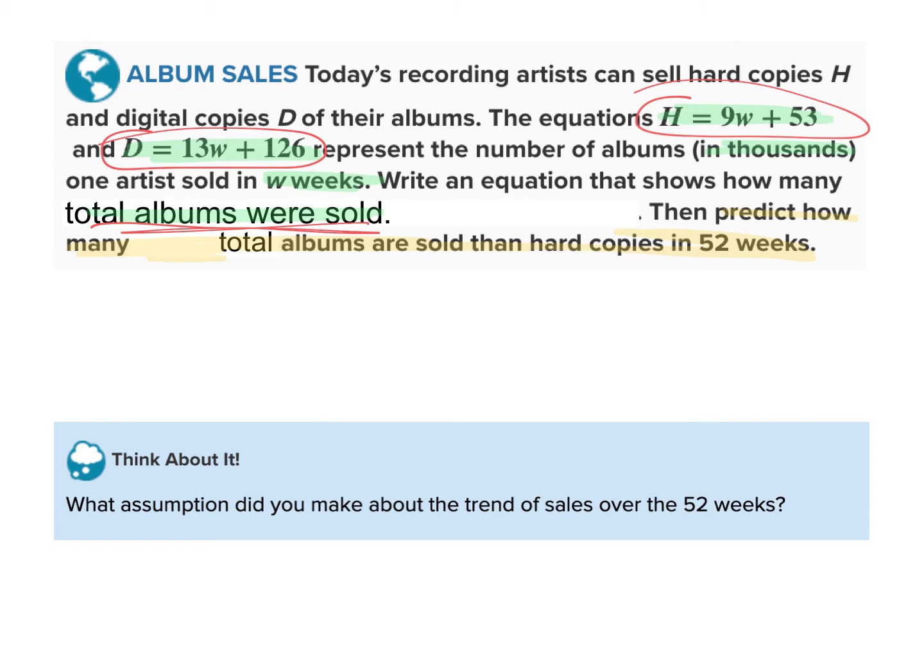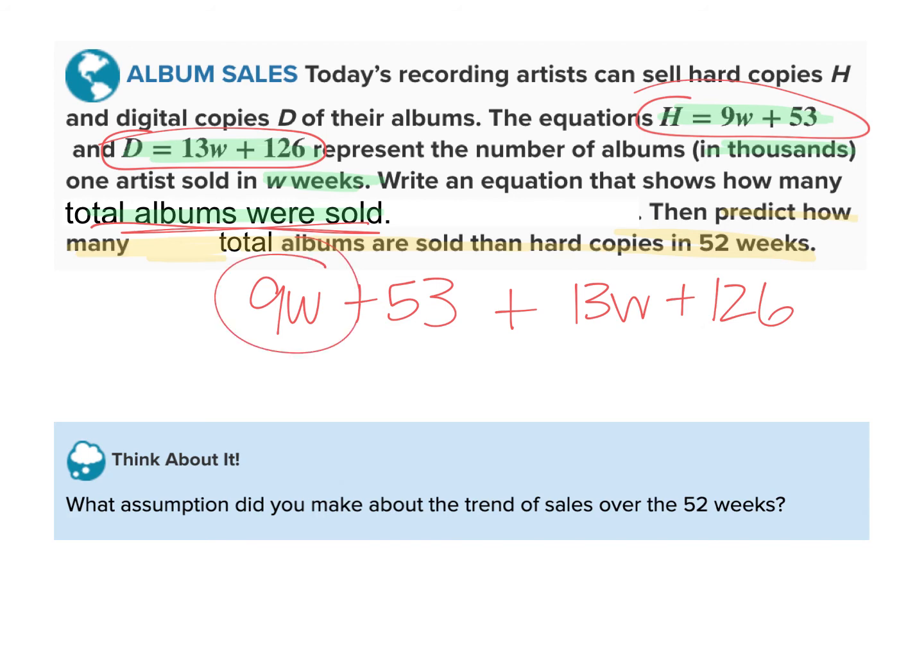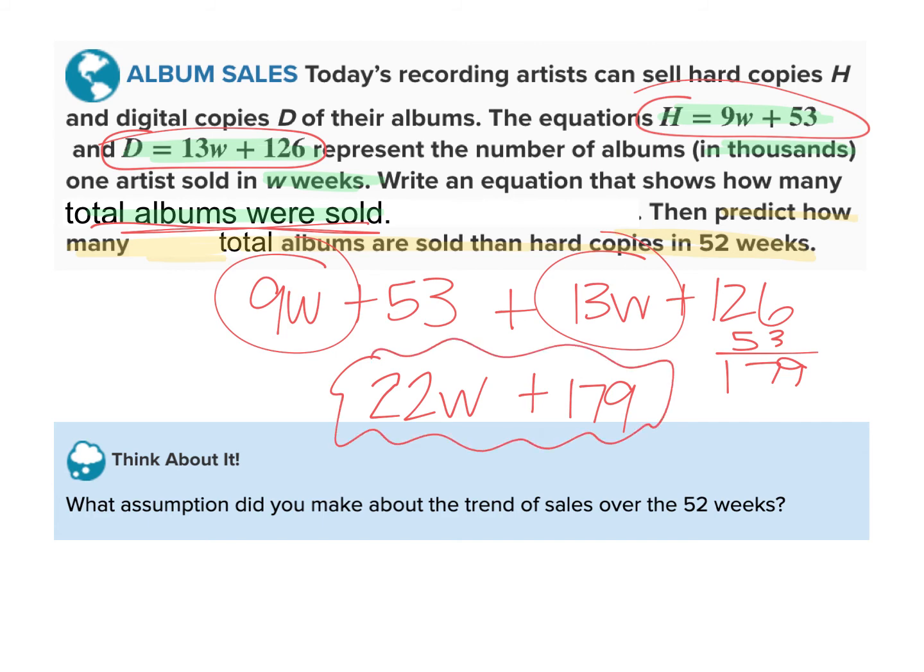Well, if the hard copy was 9W plus 53, plus the digital was 13W plus 126, if I combine those, I do 13W and 9W, that would be 22W plus, if I add the 53 there, I end up with 179. So it looks like that would be how many total albums were sold, the digital and the hard copy together.